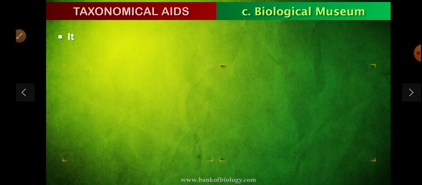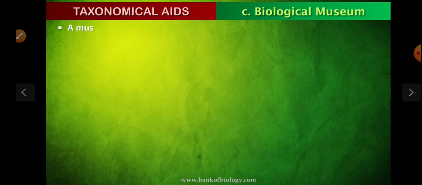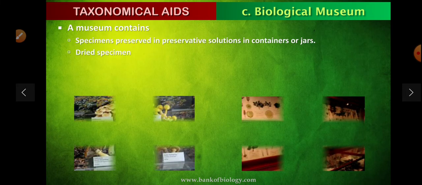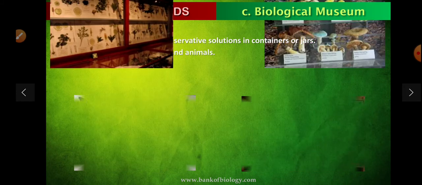Next is biological museum. It is a collection of preserved plants and animals for study and reference. They are preserved in order to study their characteristics, morphology, and anatomy. A museum contains specimens preserved in preservative solution in a container or jar, and dried specimens of plants and animals. This preservative solution mainly contains formalin.